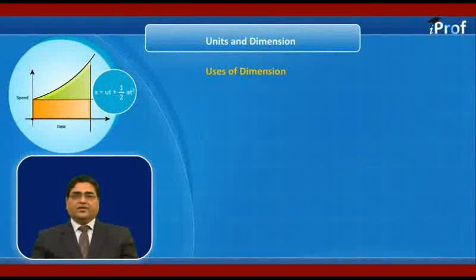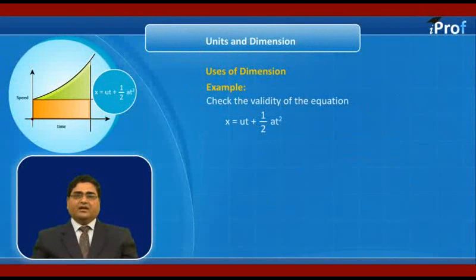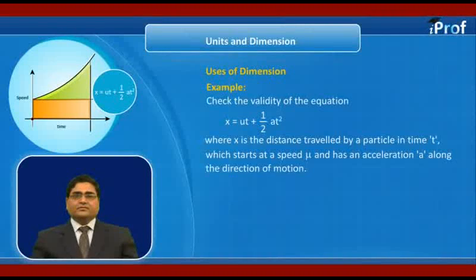For example, check the validity of the equation x equal to ut plus half at square, where x is the distance travelled by a particle in time t, which starts at a speed u and has an acceleration a along the direction of motion. To check the validity, check the dimension of each and every term on left hand side and right hand side.